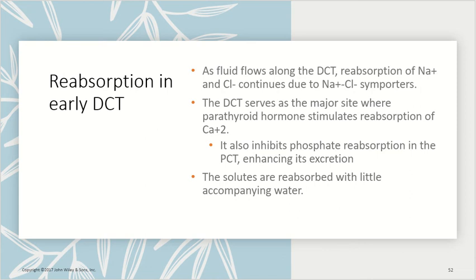And the distal convoluted tubule is going to serve as a major site where parathyroid hormone is going to stimulate the reabsorption of calcium. It's also going to be really important at inhibiting phosphate reabsorption that's found in the proximal convoluted tubule, and this is going to enhance its secretion. So the solutes are going to be reabsorbed with very little accompanying water.